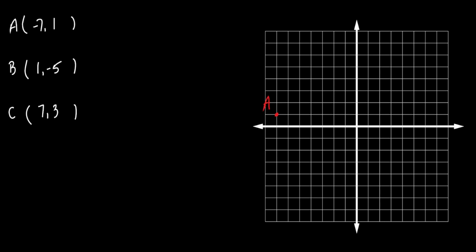Everybody go to that? Yeah. Then B is 1, negative 5, so we go to the right 1, down 5. 1, 2, 3, 4, 5, right there. That's point B. And point C is 7, 3. This has 8 things to it, so if I go just 1 before it, that's 7, and then 3: 1, 2, 3 is right there, so that's point C.